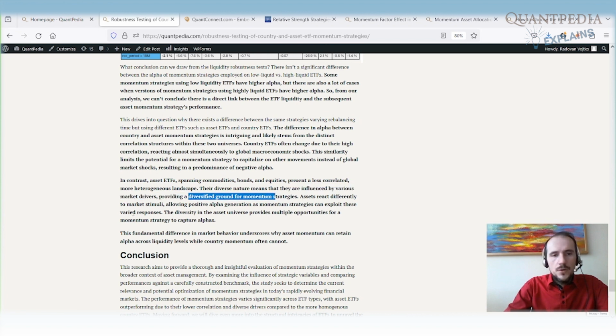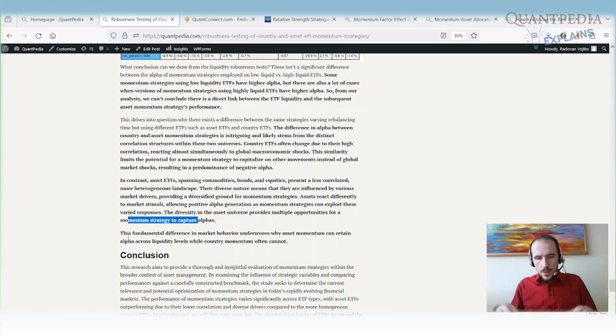The assets react differently to market stimuli, and this allows positive alpha generation for a momentum strategy, because momentum strategies can exploit these different responses from different assets. Diversity in the asset universe provides multiple opportunities for a momentum strategy to capture alpha. So what it means is that when you are building a momentum strategy, it's a very good idea to include as many different assets as you can into the investment universe, because then it's significantly easier for the momentum strategy to find those long-lasting trends and to outperform the simple benchmark, which is an equally weighted portfolio of those assets that you have in the investment universe.